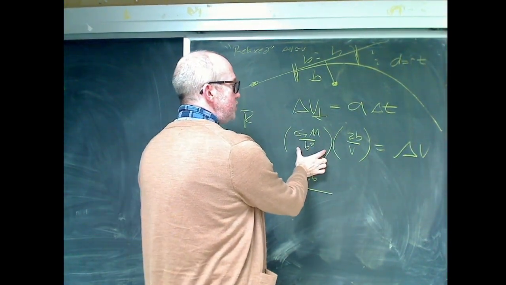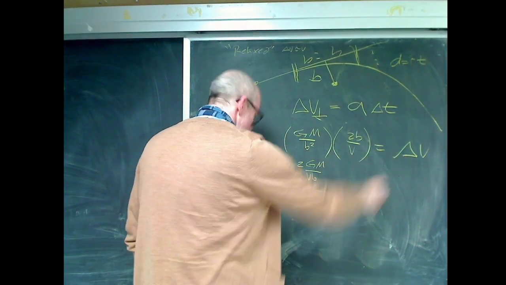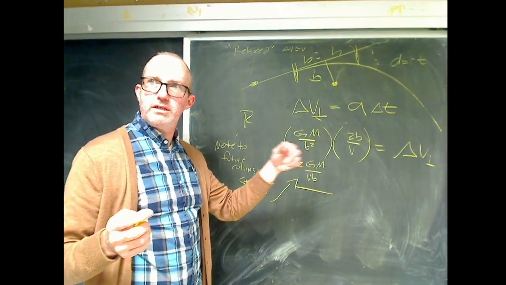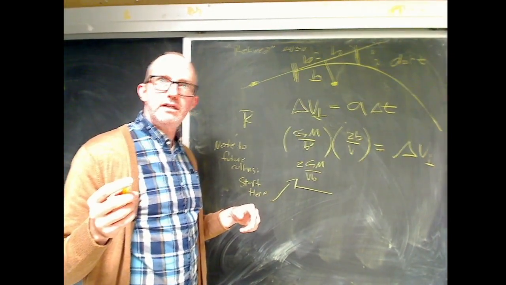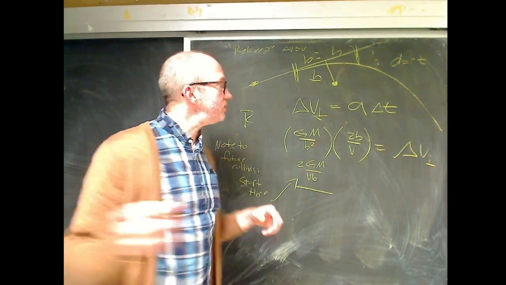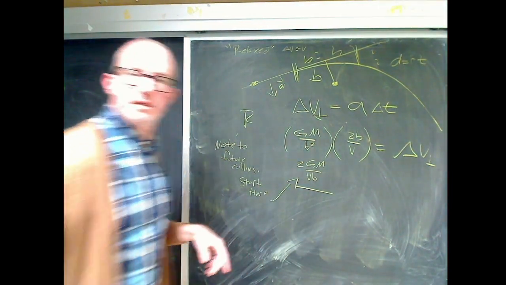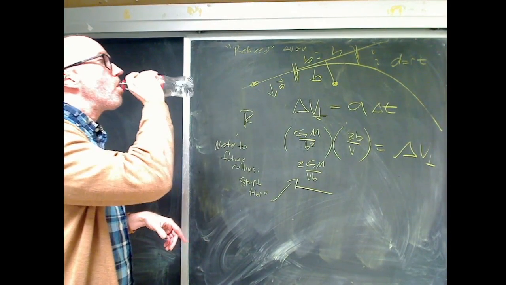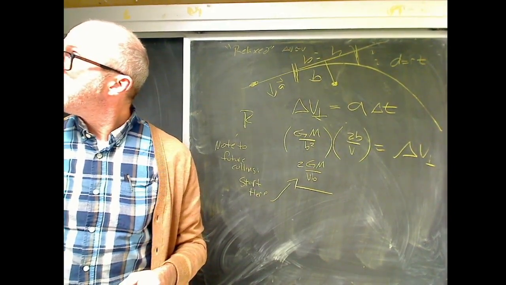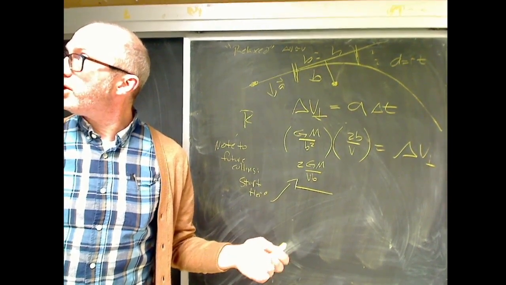So the acceleration is GM over b squared, and the time scale is 2b over v. And this is delta v perpendicular. Everybody good with that so far? Where is A on the diagram? The acceleration, towards the particle. So the acceleration is going to be in this direction. Okay, so this is the change in v perp for one particle.